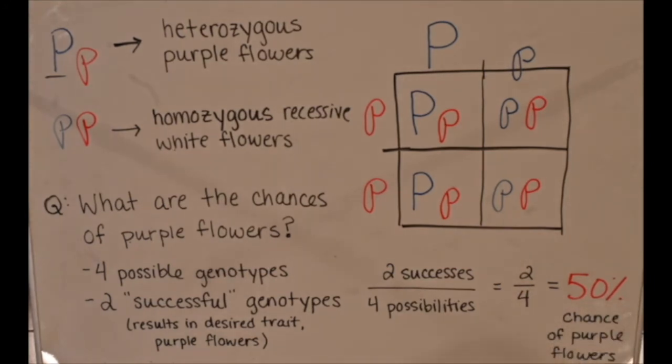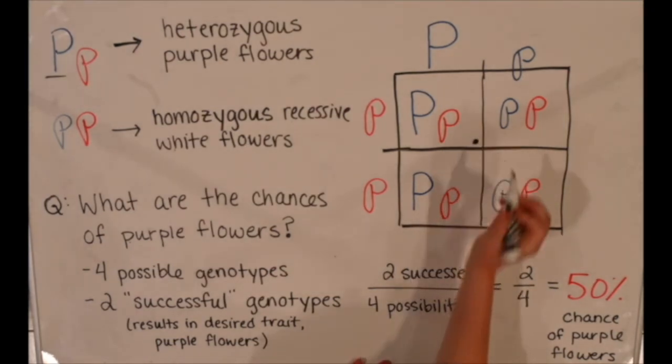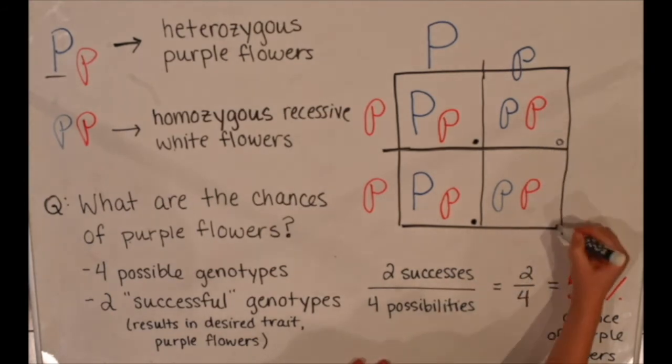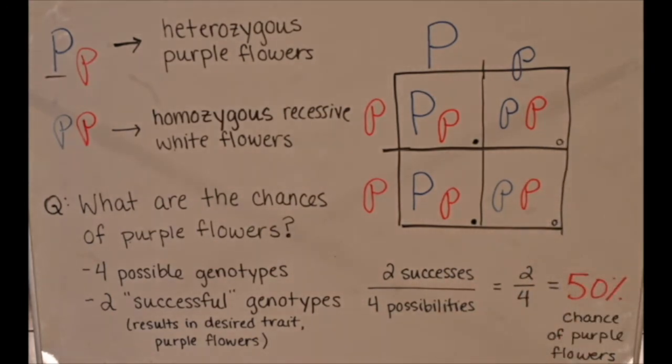You can visually see this in the Punnett square too, because if you split it in half, you'll have half of the genotypes giving you purple flowers and the other half giving you white flowers.